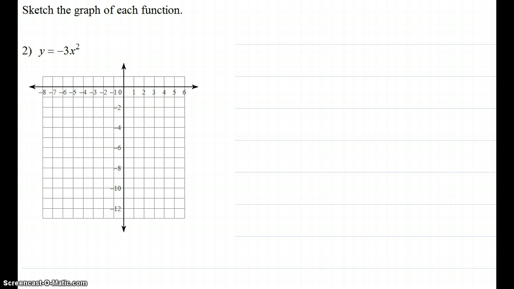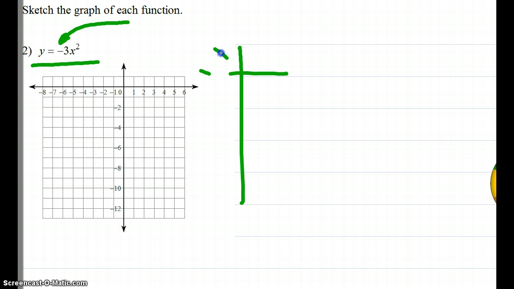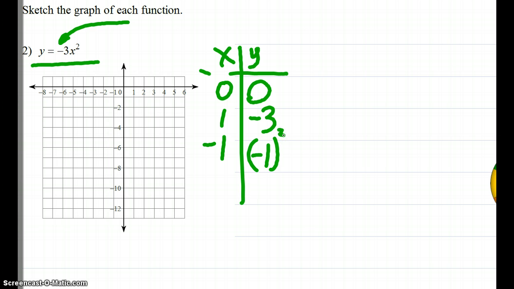The second graph that I would like to look at is y equals negative 3x squared. Again, we're going to know it's a parabola, but this number on the outside is going to affect our parabola a little differently. So again, let's pick some points. 0, 1, negative 1 is a good choice. If I plug in a 0, I'll get 0 squared times negative 3, which is 0. If I plug in a 1, 1 squared is 1 times a negative 3 is a negative 3. Negative 1 squared is a positive 1 times a negative 3. We'll get a negative 3.